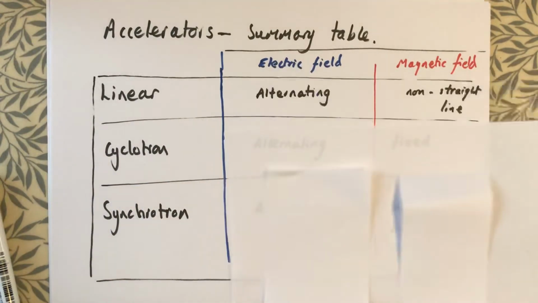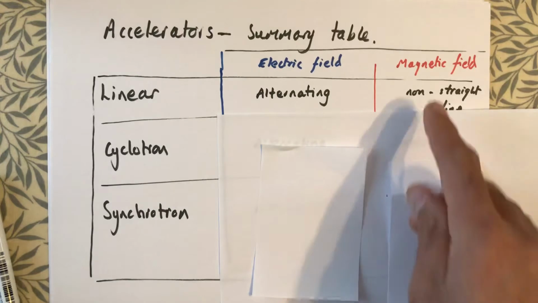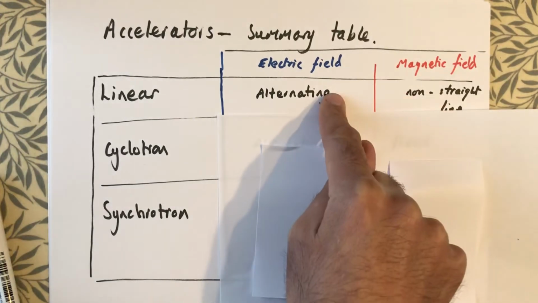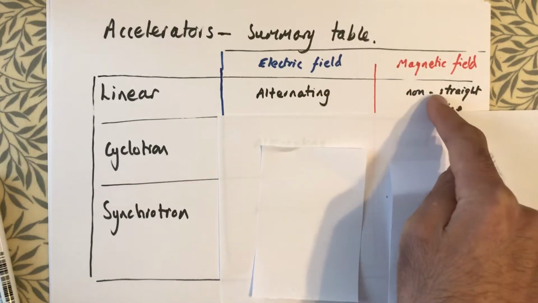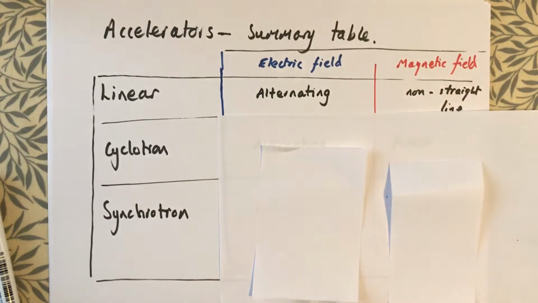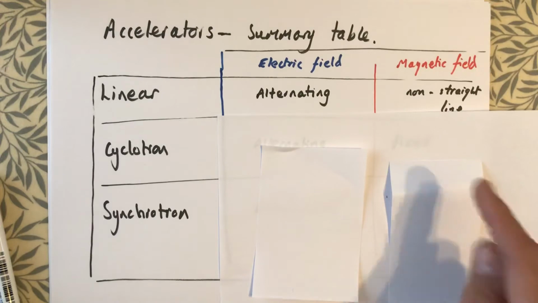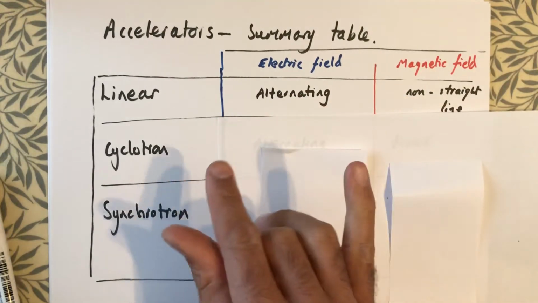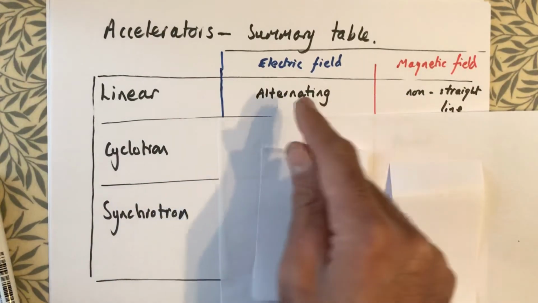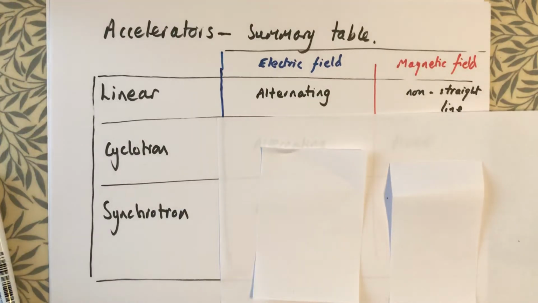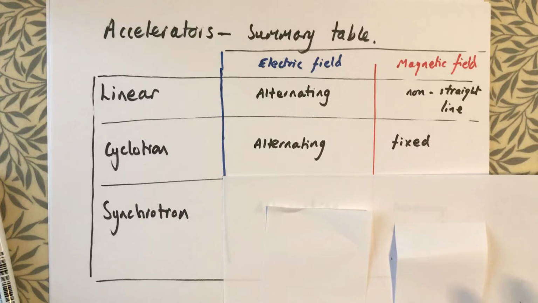Okay, first of all, in a linear accelerator, quite simply, there is no magnetic field because it goes in a straight line. The magnetic field is only ever required to keep the particle moving in a circle or on a curved path. So there's no need for that in a straight line, and we just have an alternating field between the cylinders. In a cyclotron, we have that fixed magnetic field pushing down from the top of the cyclotron.